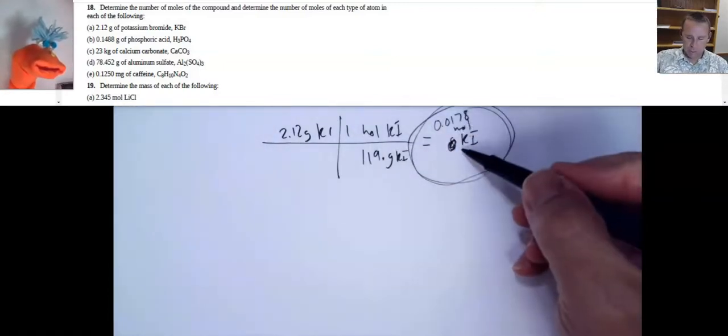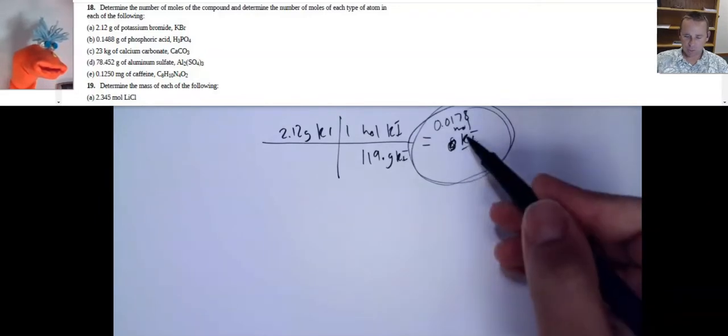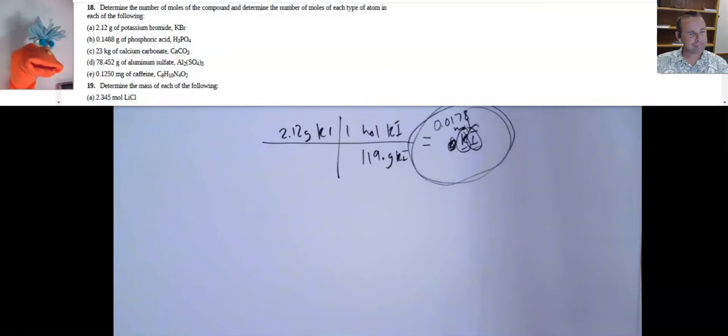And that's also how many moles of potassium I'd have, and that's also how many moles of iodine I'd have, because for every mole of this, there's 1 mole of potassium and 1 mole of iodine. It's different for the next one, though, right?